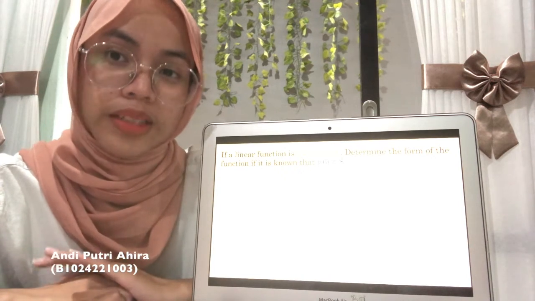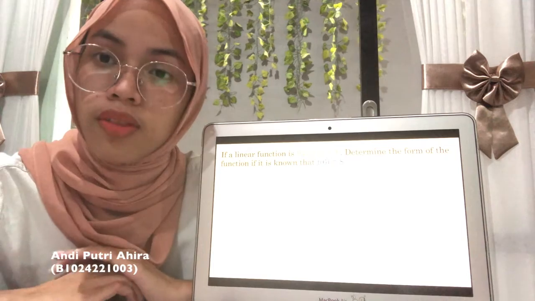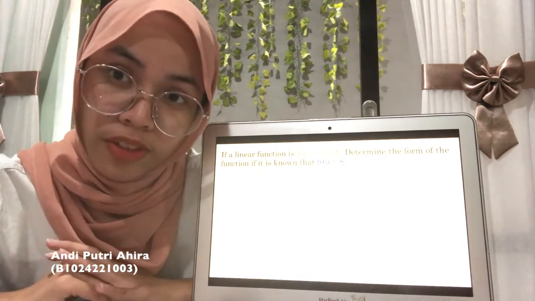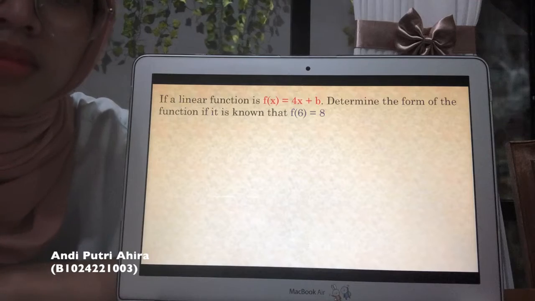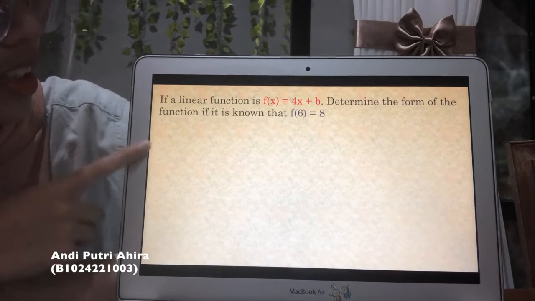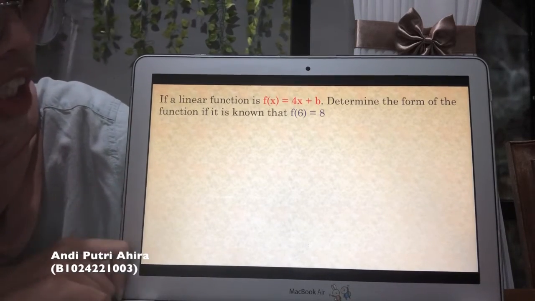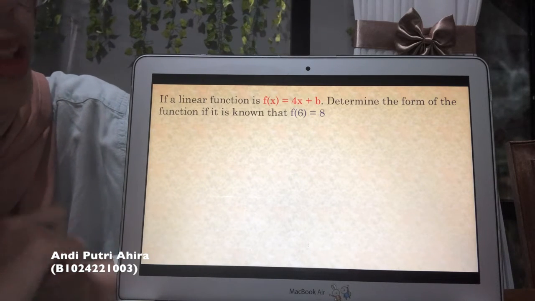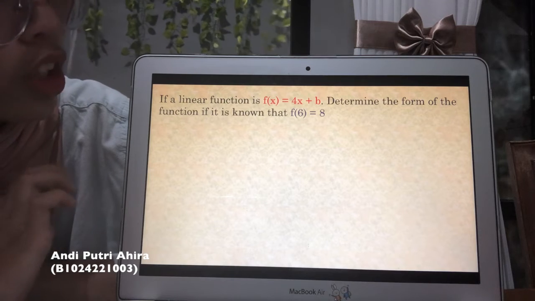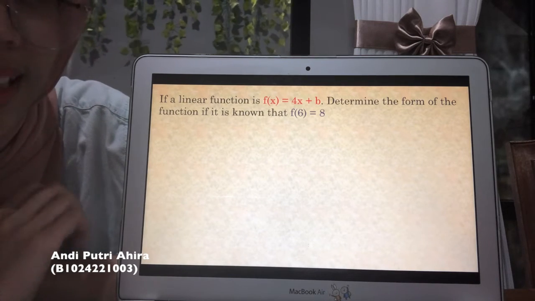I'm also going to explain an example question of linear function to make it easier for you to understand how to calculate linear function. So this is the question. If a linear function is f of x equals 4x plus b, determine the form of the function if it is known that f of 6 is 8.